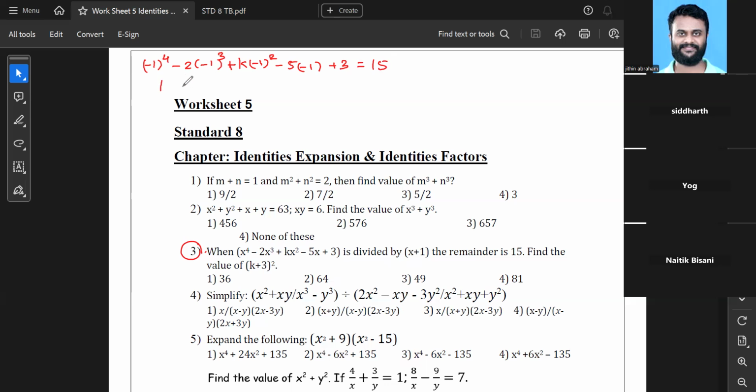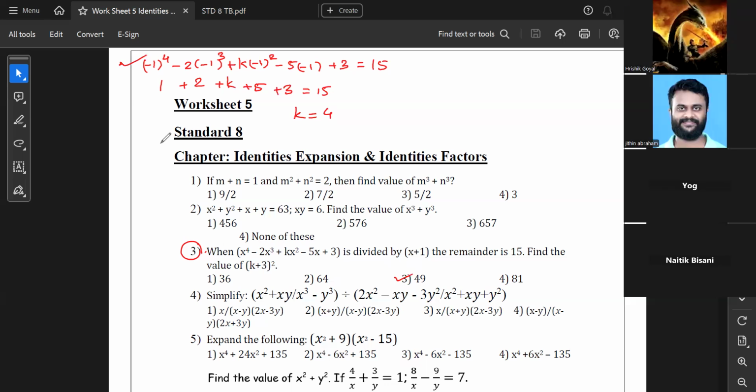1 plus 2 plus k plus 5 plus 3 is equal to 15. And 3, 6, 11, so k is equal to 4. And 4 plus 3 is 7, 7 square is 49. Okay. Definitely, this is one technique. I really appreciate you giving this technique. This is the correct answer. Your answer is 49. But any other technique?